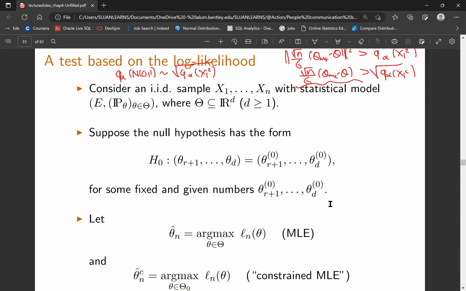Welcome back to our statistics learning session. Today, we'll be talking about a test based on log likelihood.